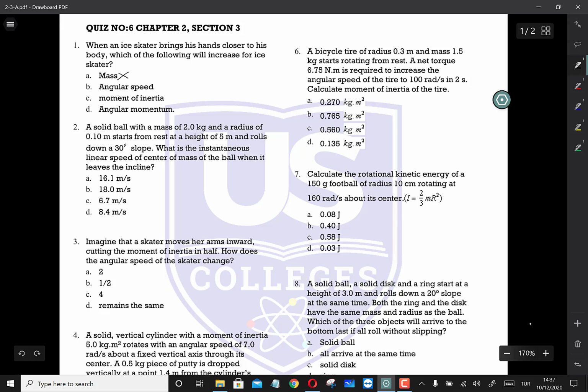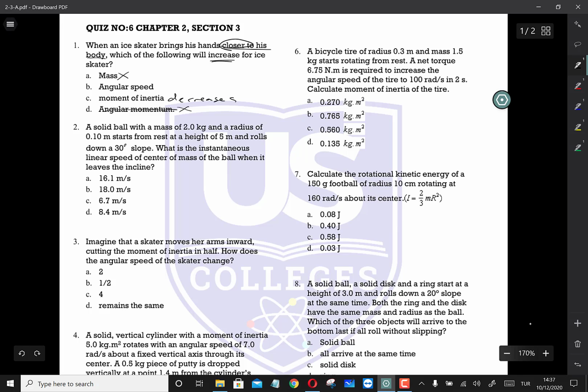Angular momentum will not increase. It is conserved because the ice skater is spinning on ice, and no torque is produced by the friction force because friction is almost zero. That's why angular momentum will not change, so this is also not the answer. Moment of inertia: when he brings his arms closer to his body and closer to the axis of rotation, the distribution of mass gets closer to the axis of rotation, so moment of inertia decreases, not increases. So this is not the answer.